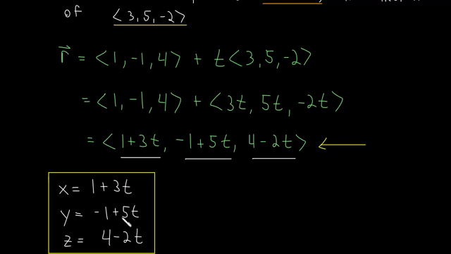If you're given parametric equations, you could easily convert to the vector equation by just throwing these expressions with t into a vector. And vice versa. If you have the vector, you can just pull it out and write, oh, well, x equals the first one, y equals the second, and z equals the third.